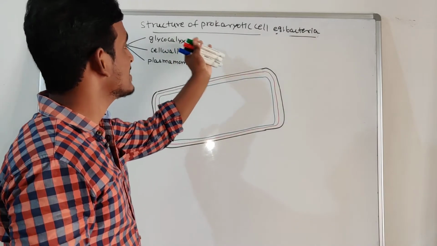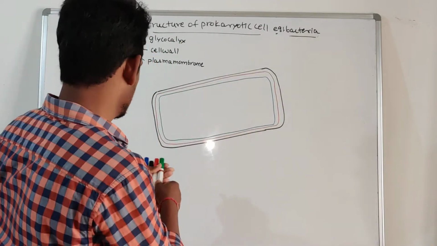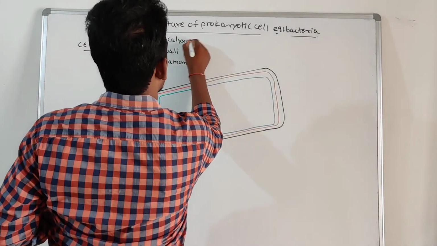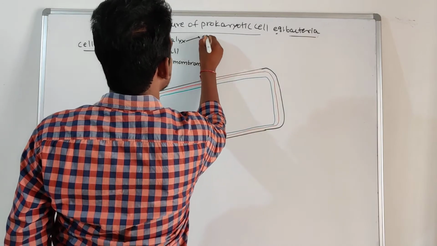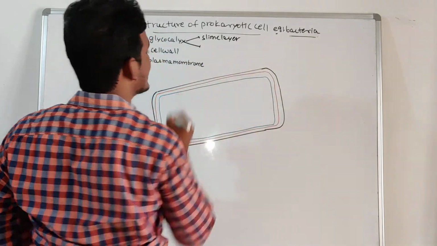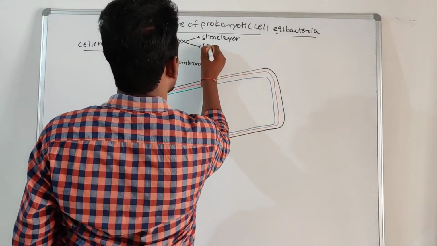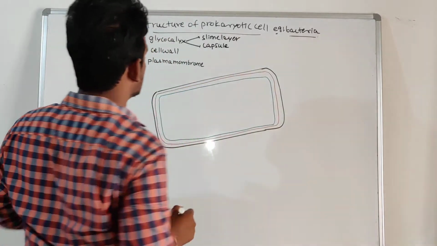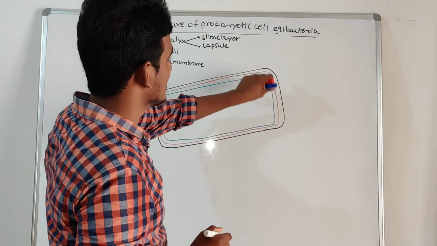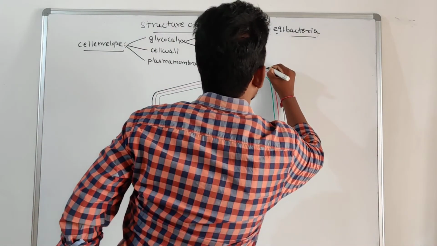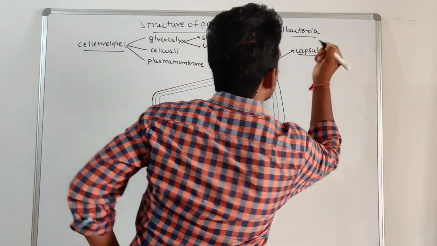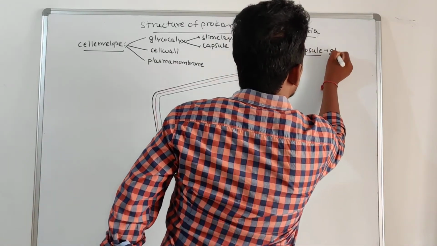Sometimes the glycocalyx is a loose and smooth layer, which is called a slime layer. If it is thick and tough, then we call it a capsule. So the outer layer is thick and tough, and that is why we call it a capsule layer. It is the glycocalyx.